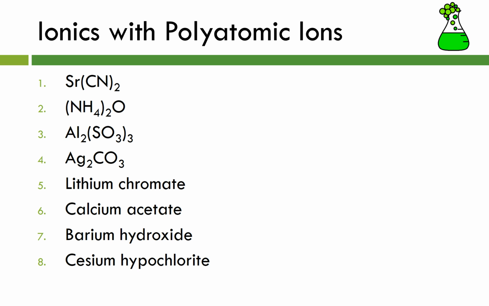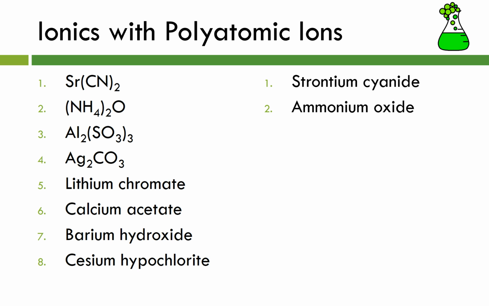All right, so we have Sr(CN)2. This is going to be strontium cyanide. Number 2 is (NH4)2O. This is one of the rare polyatomic cations that we have on table E. That's going to be called ammonium oxide. Number 3 is aluminum sulfite. Be very careful about your spelling. I'm sure that sounds weird coming from a chemistry teacher, but there's a difference between sulfite and sulfate, and it's an oxygen atom. So you really want to make sure that your endings are correct.